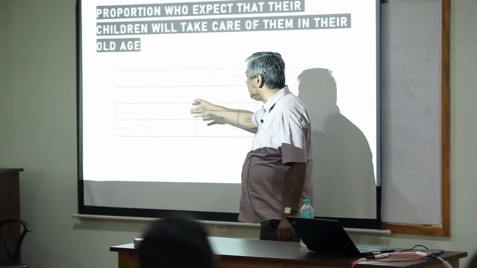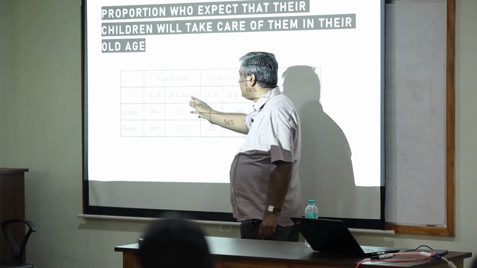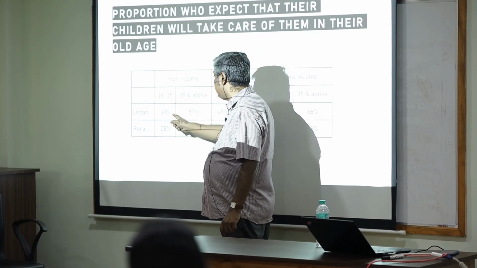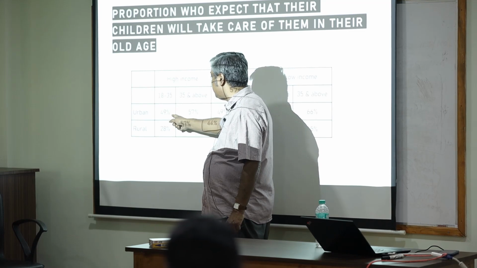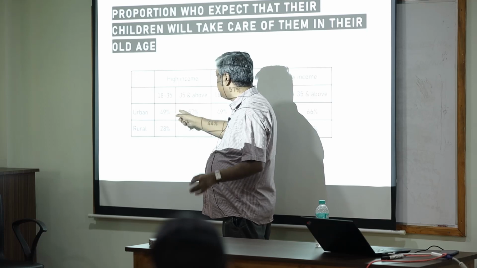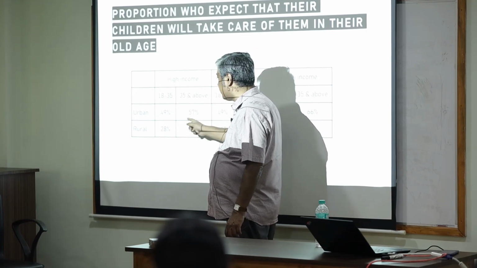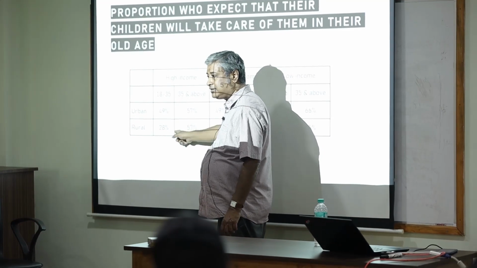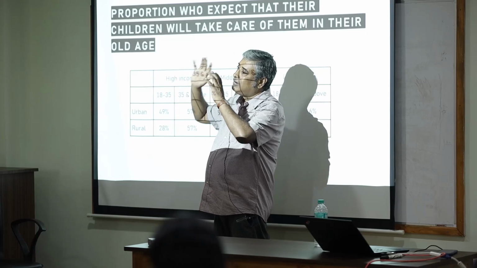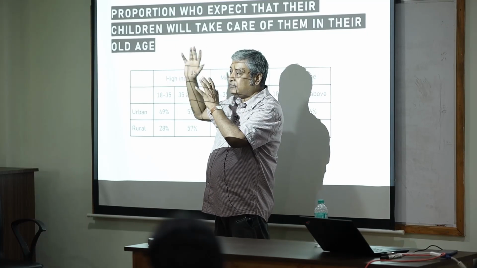So we did urban-rural, we looked within high income, 18 to 35: 49% of the younger generation expect their children to take care of them. 57% of the older generation think that their children will take care of them. In rural, the difference is even starker. The younger people don't think that their children will take care of them. The elder people are still stuck with the idea that, no, my children will take care of me, especially if it's a boy child.